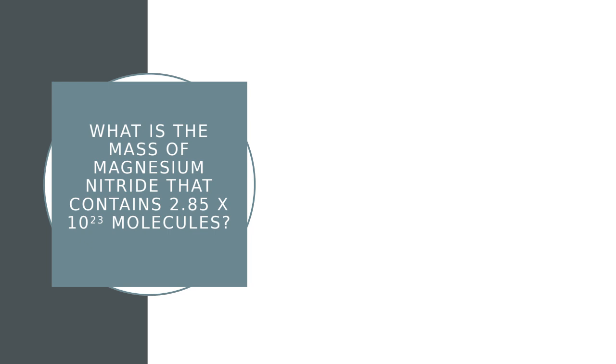Let's try another example where they are asking us for a mass variable. So they're saying, what is the mass of magnesium nitride? So this is lowercase m. We do not know what that is. And then they're telling us that the magnesium nitride contains 2.85 times 10 to the 23 molecules. So remember that molecules is a symbol that we used previously, and that's capital N. So we're going to write that down, 2.85 times 10 to the 23 molecules.